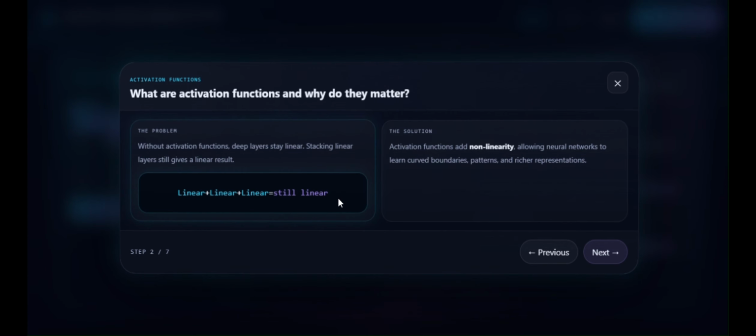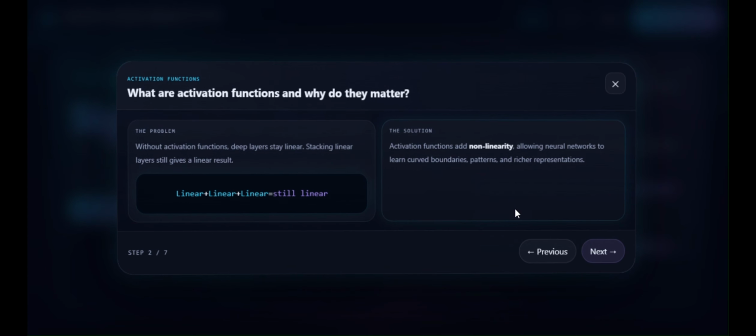And this is exactly where activation functions become important. Activation functions introduce non-linearity into the network. This allows neural networks to learn curves, patterns, images, language, and complex real-world relationships.